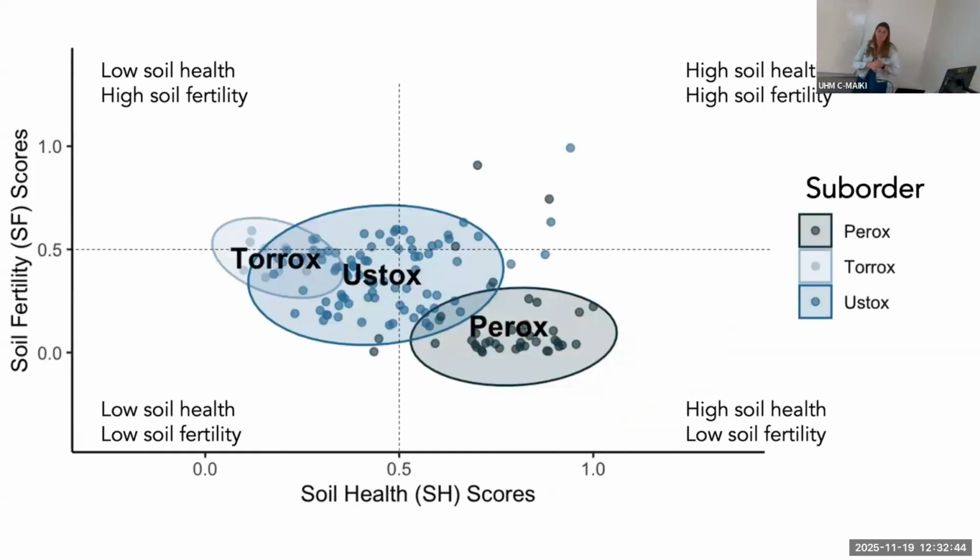And then to me, this one's even more interesting. These are oxisols, where you see the impact of weathering intensity. So our torrox, our drier ones, if you think of moisture, are over here, where they tend to be lower soil health but higher fertility. And then as we move to ustox or perox, so that's more rain, also more highly weathered too, we see an increase in soil health corresponding with a decrease in soil fertility. So this is really interesting.